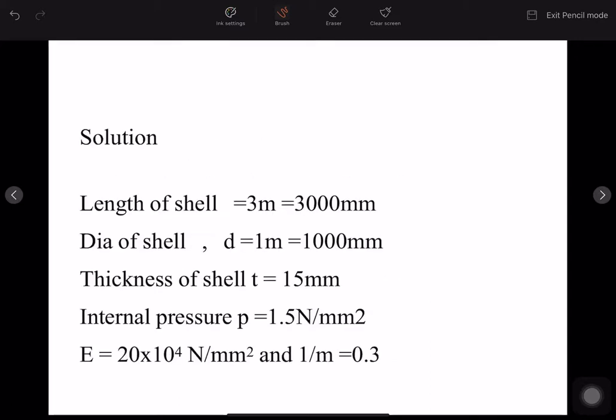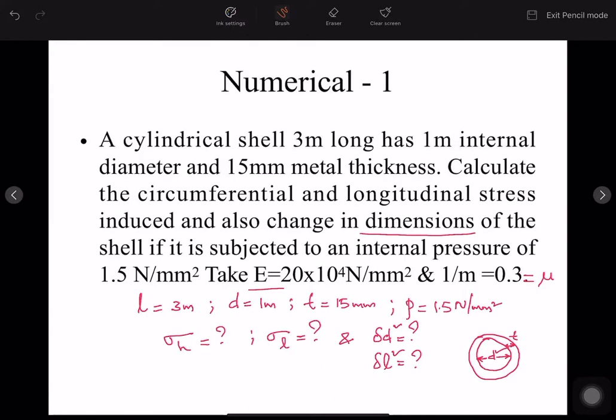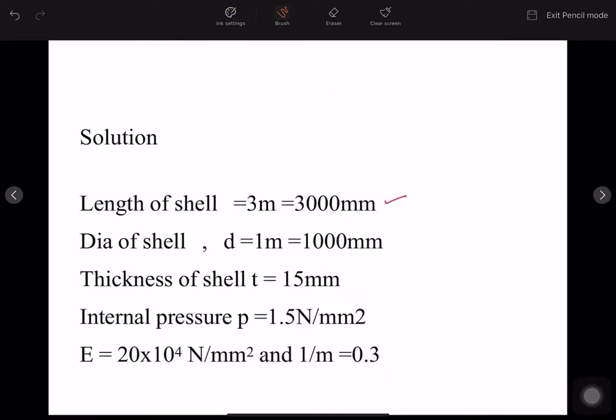So the length of the shell is 3 meter, and you can convert it into mm, as every other unit is in mm. Diameter is 1 meter, 1000 mm. Thickness of the shell is 15 mm. Internal pressure is 1.5 Newton per mm square, and E and 1 by m, which is nothing but mu.